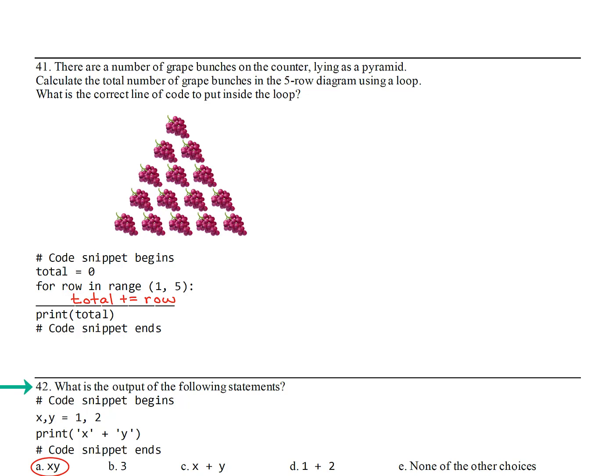42, we have a simultaneous assignment. X is 1, Y is 2. So here the variables x and y are meaningless, and we want to concatenate the two string literals, singleton x and singleton y, to obtain the string xy. So you get xy as the result. This is not interpolation, it's not an F string. And there are no braces around the variables anyway.